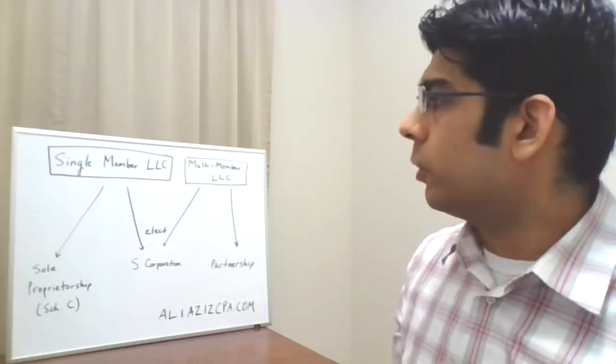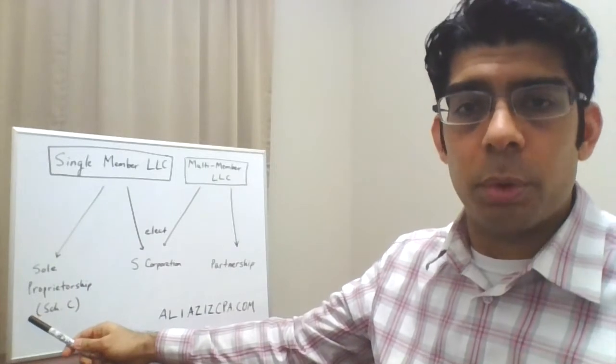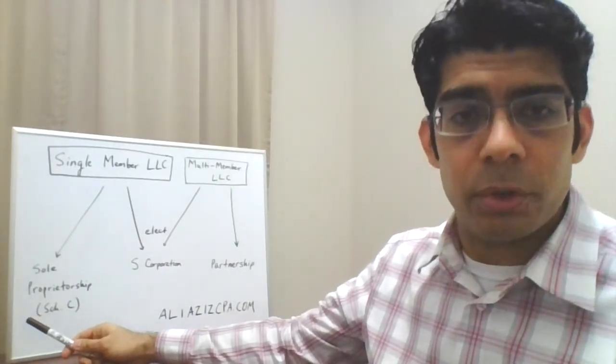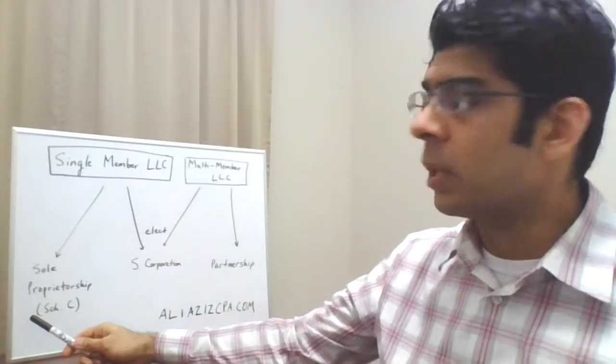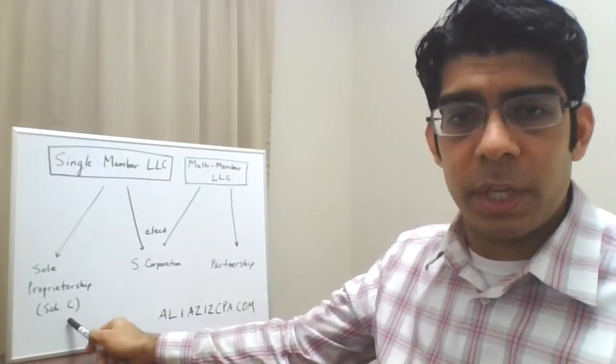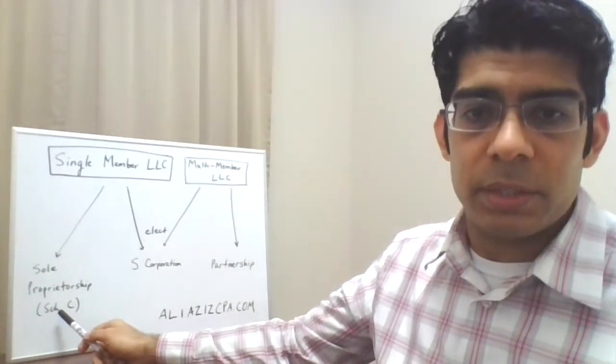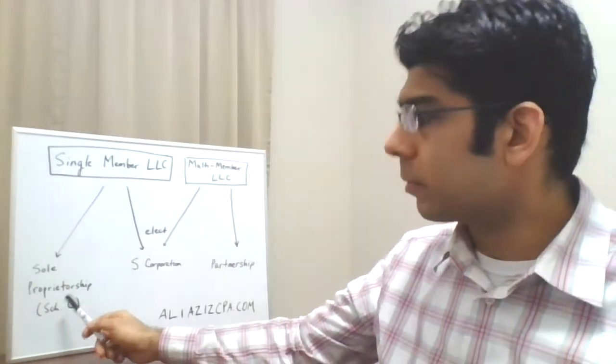Now, if you're a single member LLC, by default, you are going to be a sole proprietor once you have your EIN number, right? So this is how you're going to normally file: via Schedule C on your 1040. That's how you will file as a single member LLC.